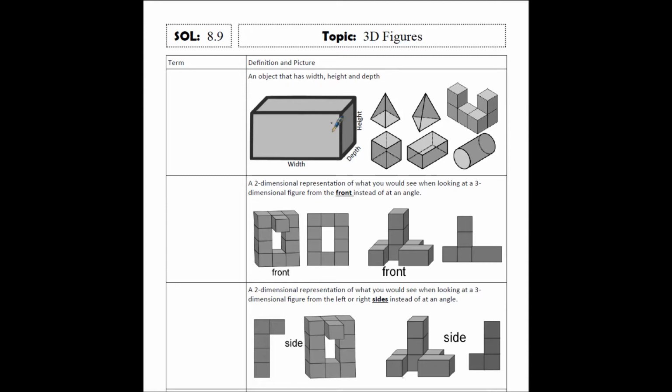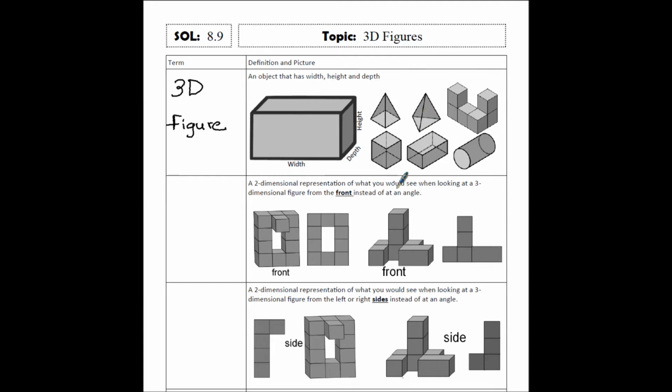A 3D figure is an object that has width, height, and depth. So it has 3 dimensions and it kind of pops off the paper. This is a 2-dimensional representation, but this is a 3D figure. So anything that looks like it pops off of the paper at you is going to be a 3D figure or a 3-dimensional shape. Each of these has a width, a depth, and a height.